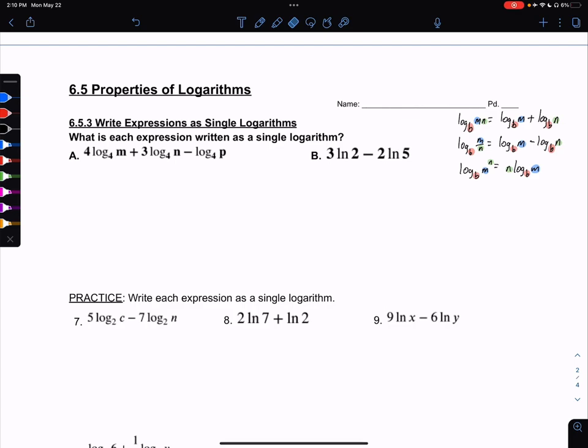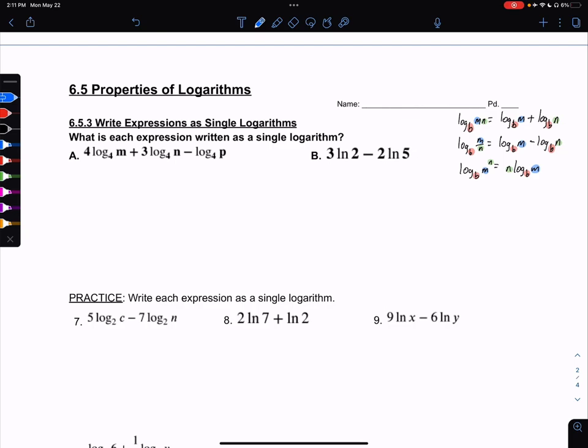So previously we went from here and then we expanded. Now we're going to have an expanded expression and we're going to bring it into a single log. So same properties as the previous video. I rewrote them here on the top right. Same properties, we're just going to go in the reverse order.